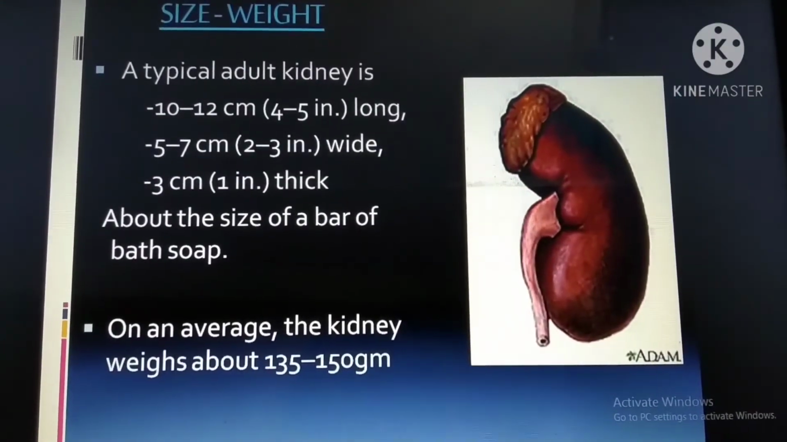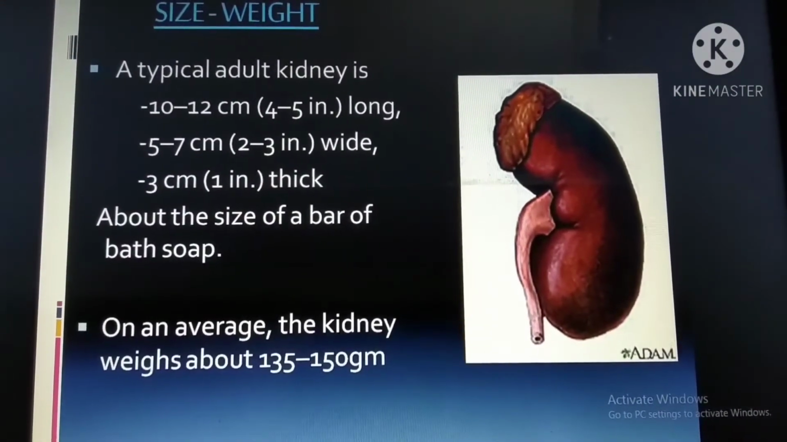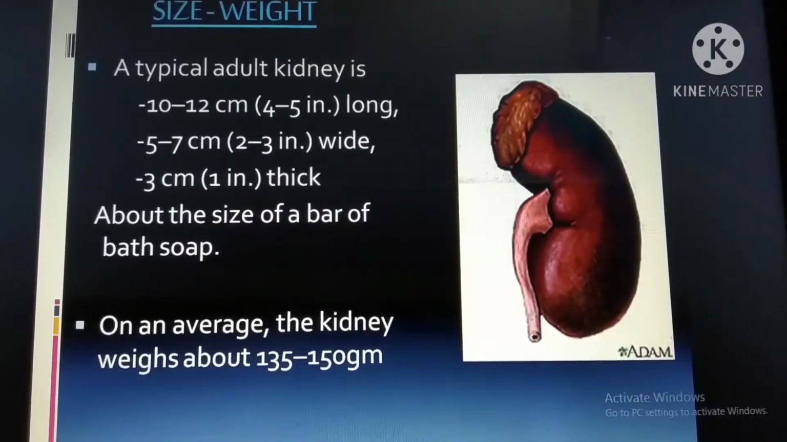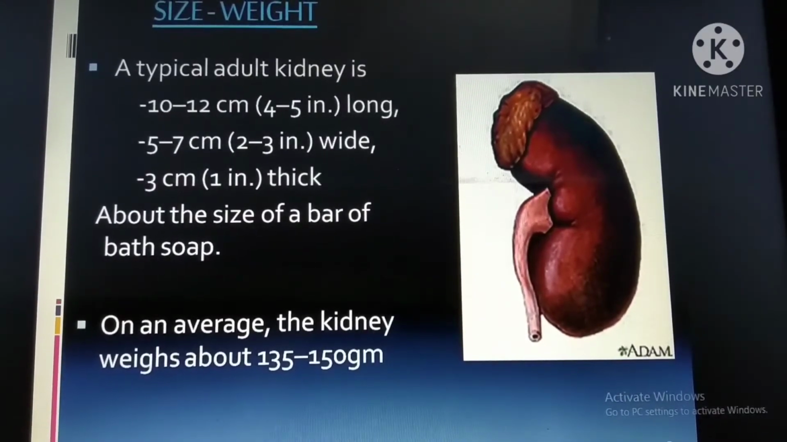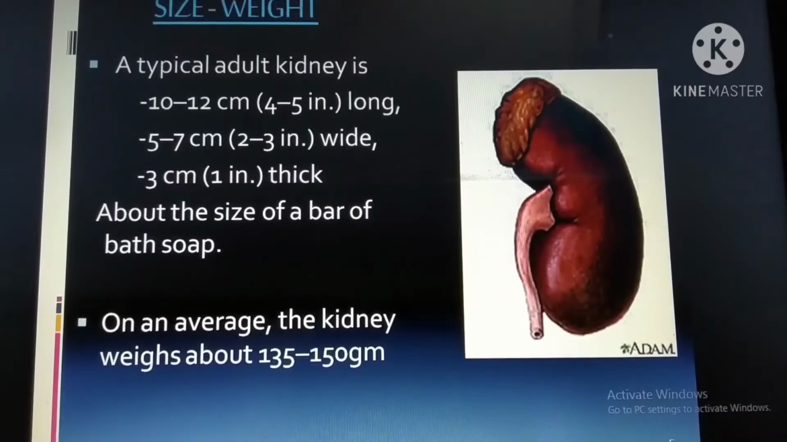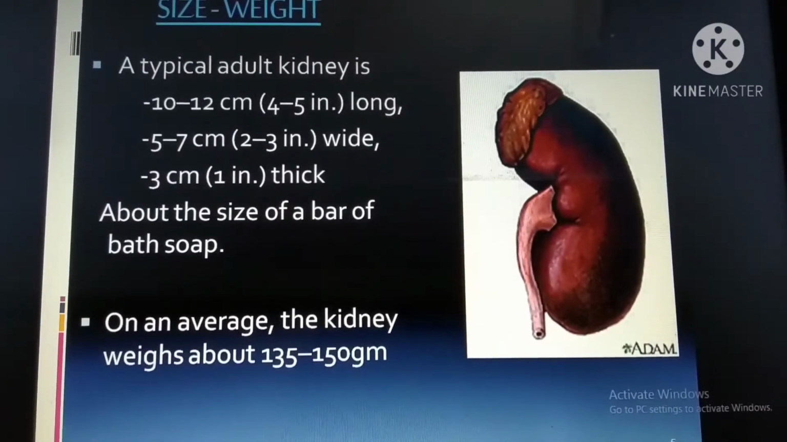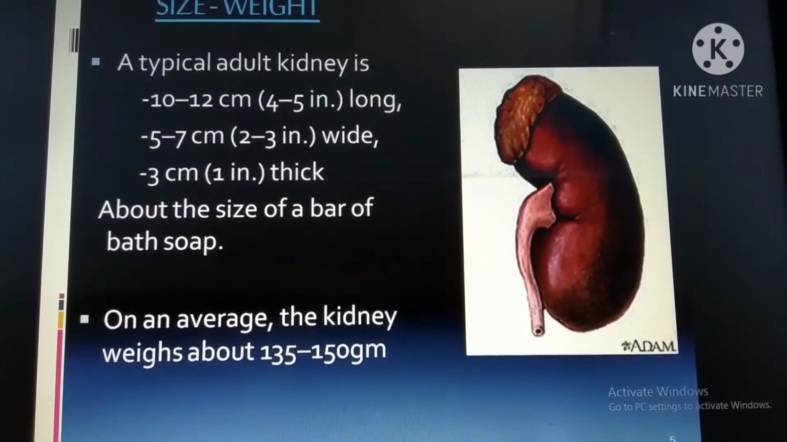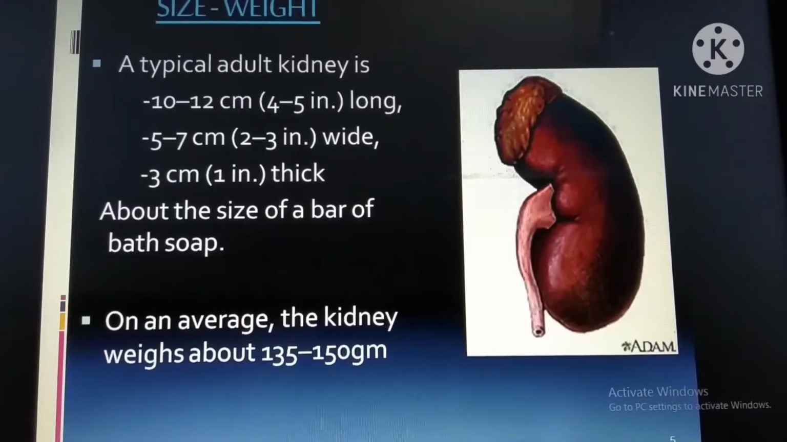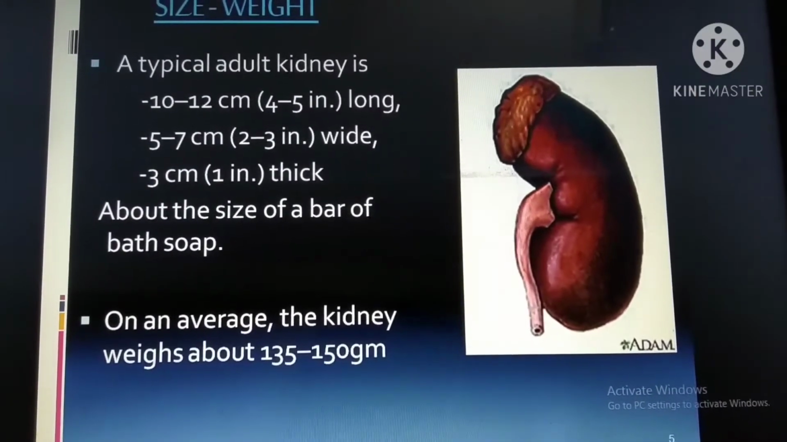Size: a typical adult kidney is 4 to 5 inch long, 2 to 3 inch wide, 1 inch thick, about the size of a bar of bath soap. On an average, the kidney weighs about 135 to 150 gram.